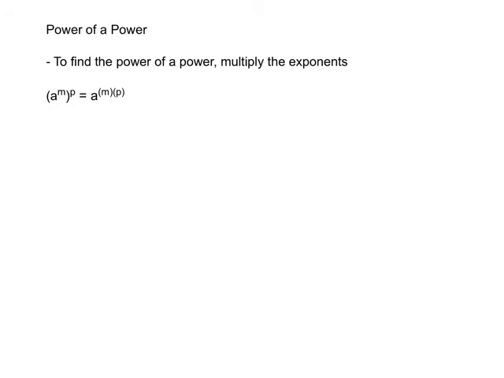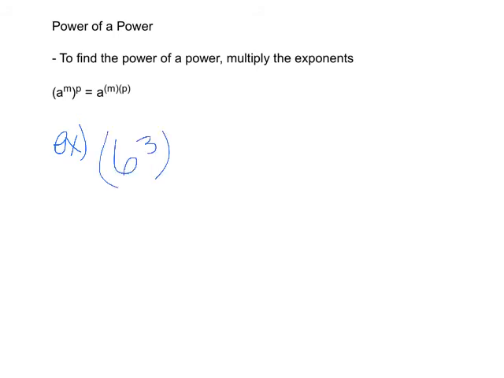So when I have a power times a power, I'm going to multiply my exponents. For example, if I have 6 to the 3rd, all to the 8th power, this really equals 6 to the 24th power. So all I did was I multiplied my two exponents of 3 times 8 to get me 6 to the 24th.